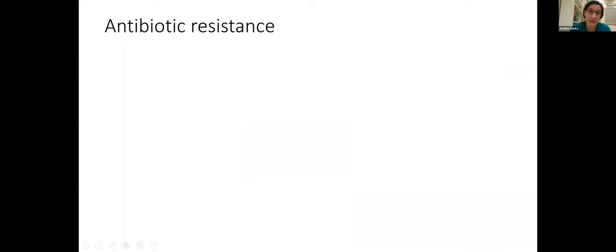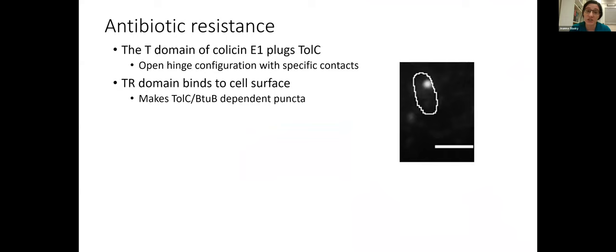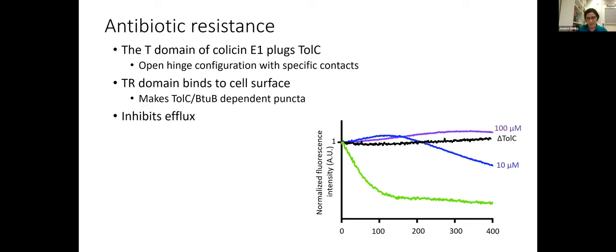So in summary, with respect to antibiotic resistance, the T domain of the colicin E1 plugs TolC in this open hinge configuration with specific contacts in the beta region. The TR domain binds the cell surface, makes TolC BtuB dependent puncta. They're very stable. Ultimately, the colicin E1 TR will inhibit efflux and it will potentiate antibiotics.